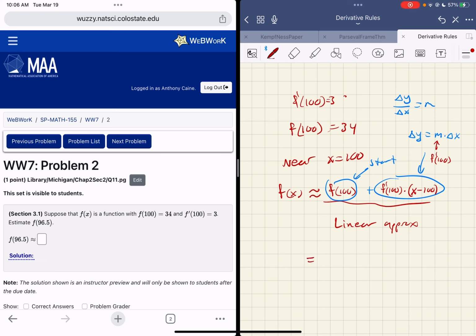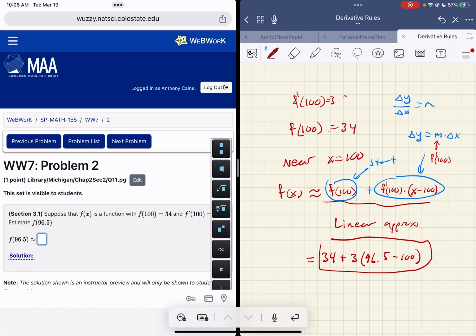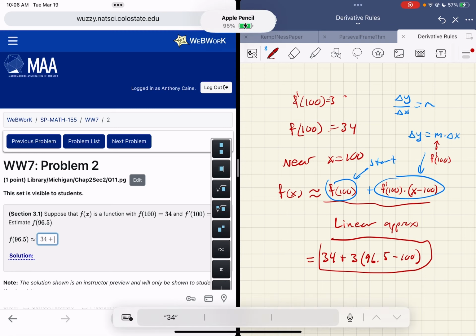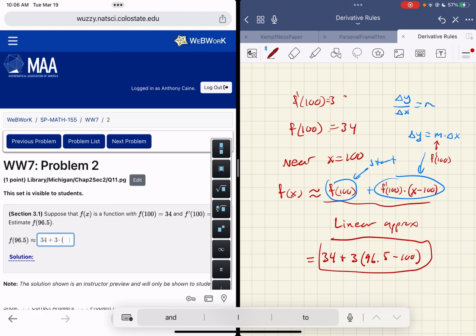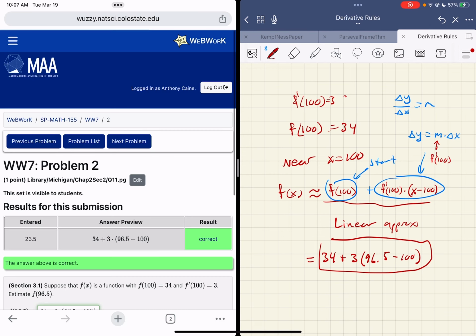So what do we get? f of 100 is 34, plus, and f prime of 100 is 3, and the new x value is 96.5, and I take away 100. So this computation here is what goes in the blank. And you could compute it, but why when we can just let WebWork compute it? So I have 34 plus 3 times 96.5 minus 100. There we go, boom, and there it is.